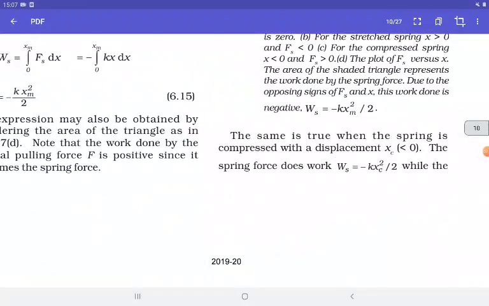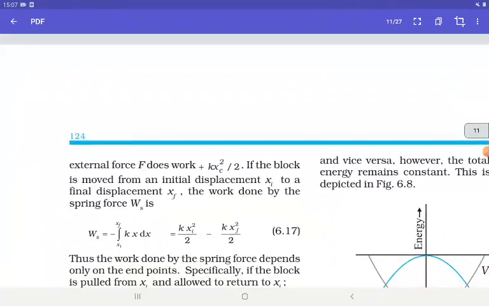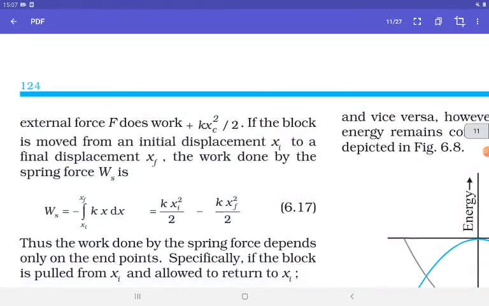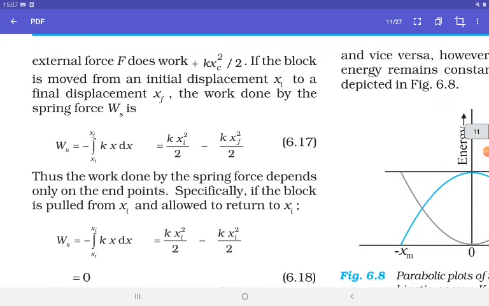So the same is true when the spring is compressed with a displacement xc. The spring force does work Ws equals minus kxc square divided by 2. If the block is moved from an initial displacement xi to a final displacement xf, the work done by the spring force Ws equals minus integration xi to xf kx dx, which equals kxi square divided by 2 minus kxf square divided by 2.